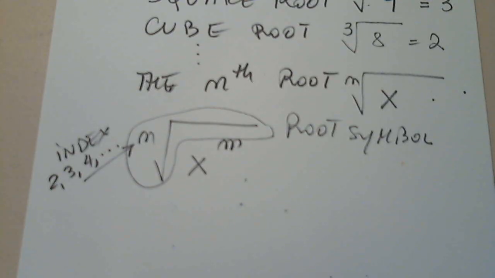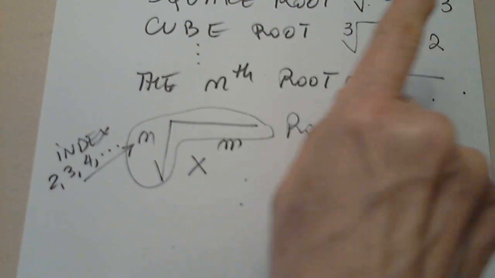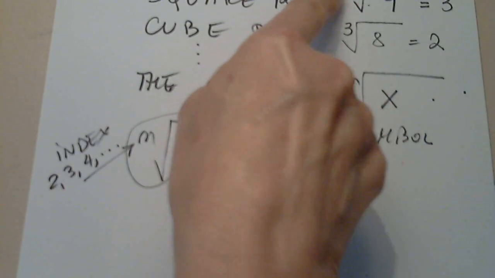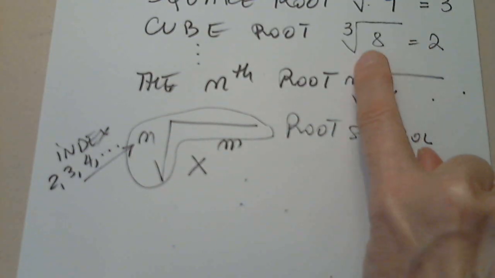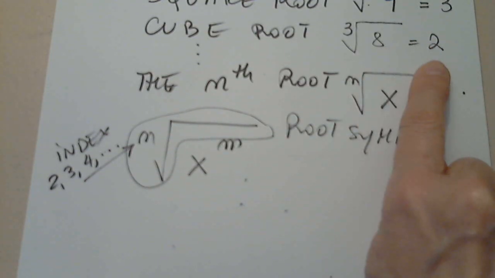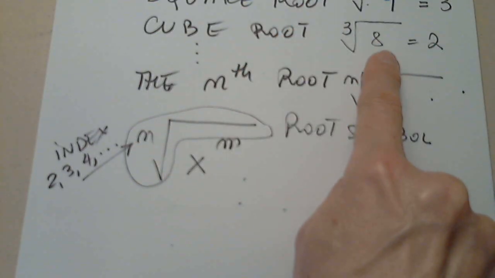So if I want to determine the square root of 9, I will activate the second key, the square root, and put 9, and then I get 3. So why is it 3? Because 3 squared is 9. Why is the answer of the cube root of 8 2? Because 2 to the third is 8.